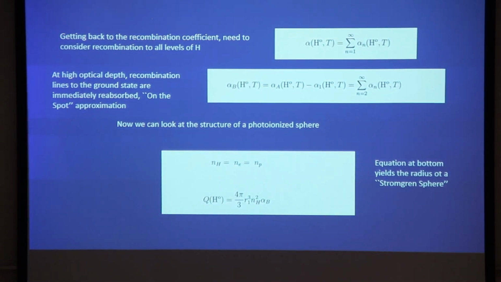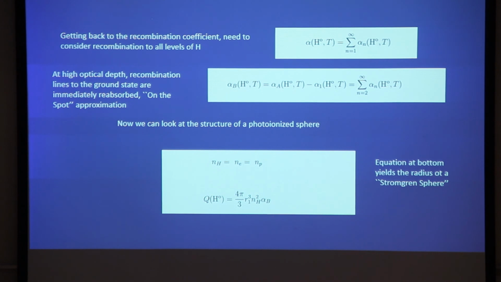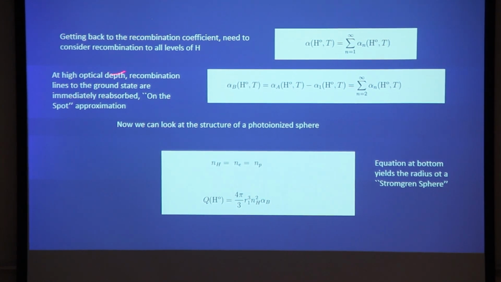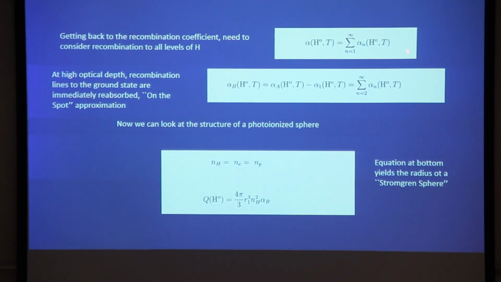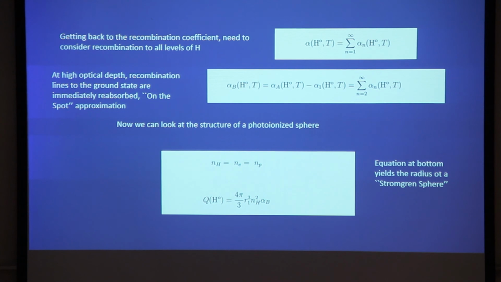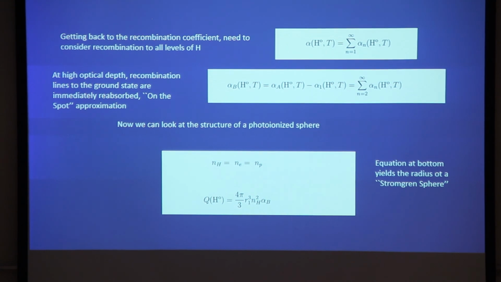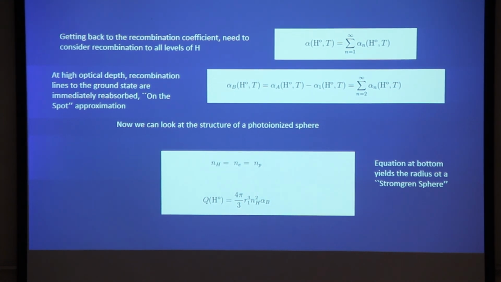Okay, so now, getting back to the recombination coefficient. Before I was talking about the absorption of radiation and ionization. The other side of the equation is recombination. And you can look at it this way, and this is n equals 1 to infinity. This is just for hydrogen, for example, at some given temperature. And so this accounts for recombination to every level, defined by principal quantum number of the hydrogen atom.